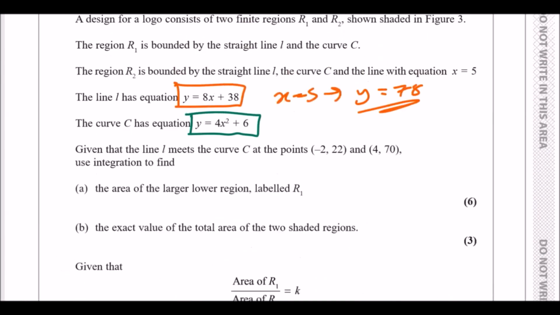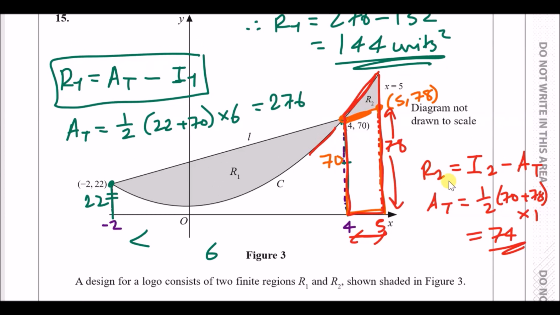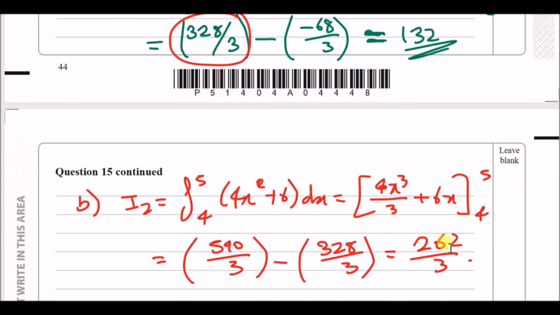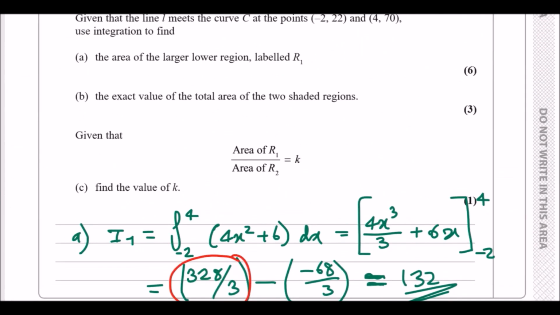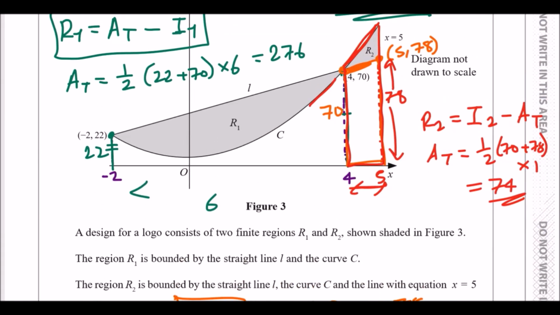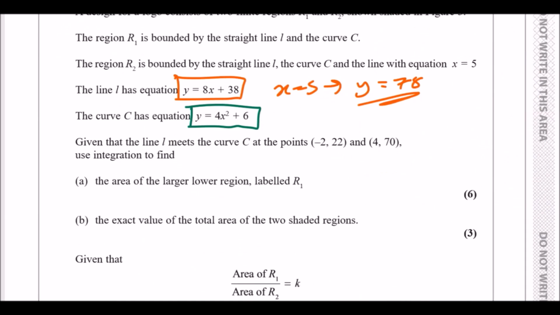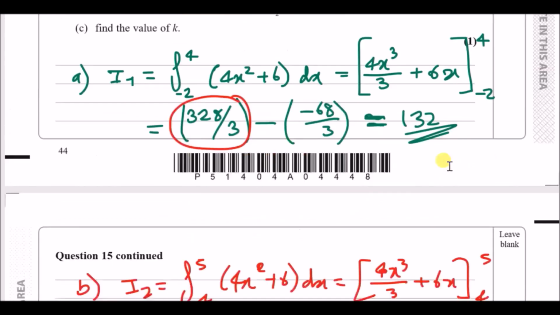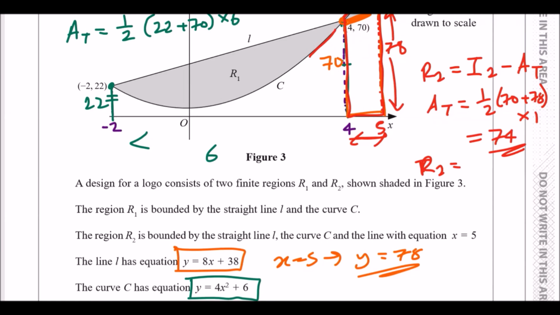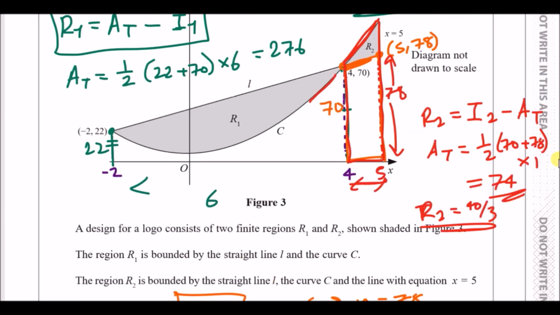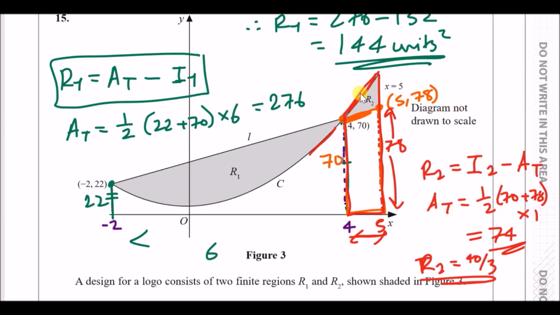So going back to the formula, we said that region 2 is the difference between I2 and the trapezium area. So it'll be 262 over 3 minus 74. So region 2 equals, was it, 262 over 3 minus 74? That'll give us 40 over 3. Quite small. Yep, makes sense, it's a small area. So that's it. We found region 2.